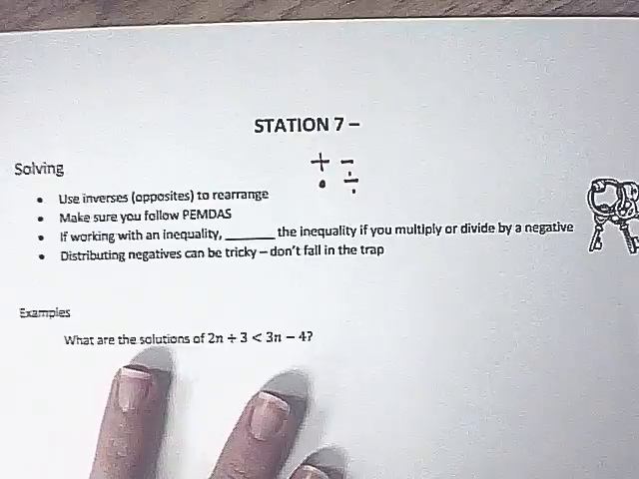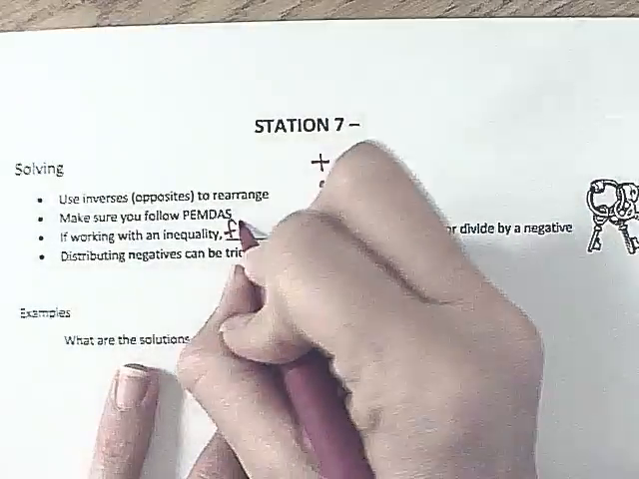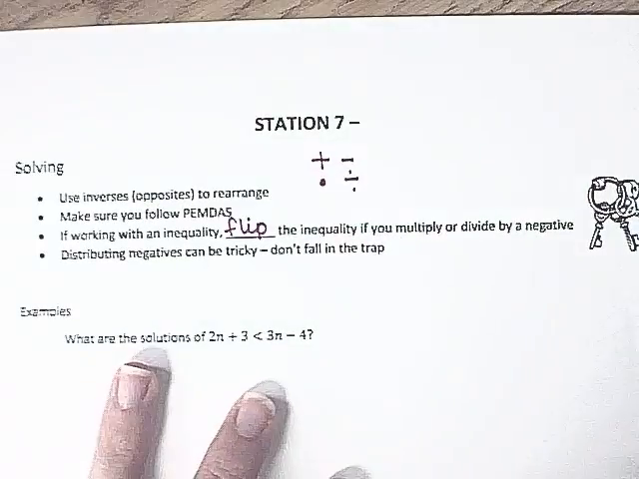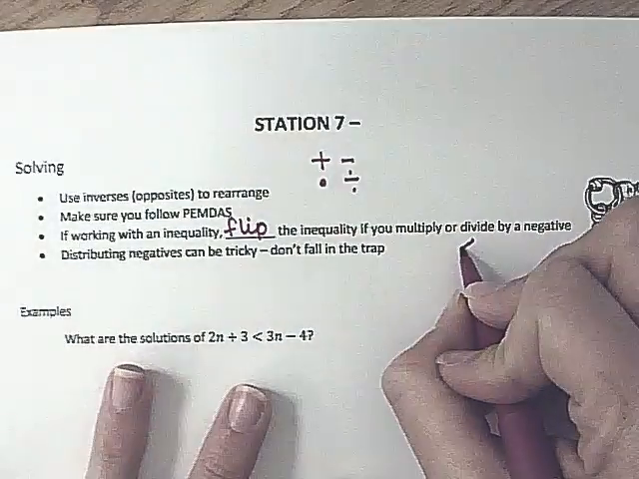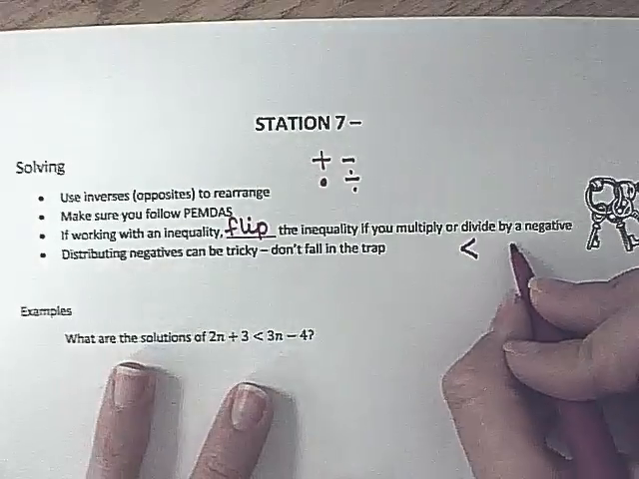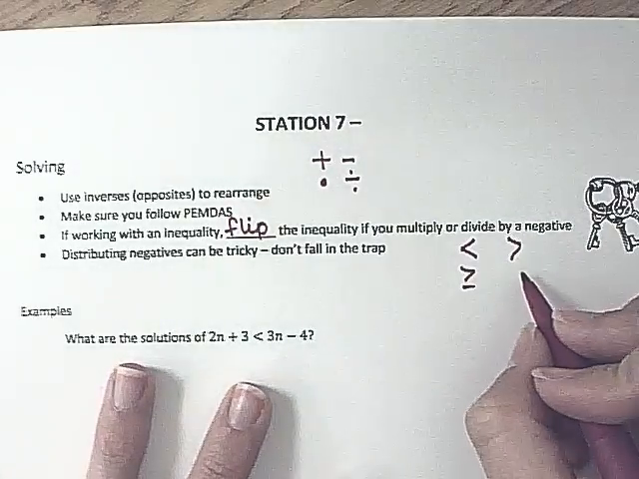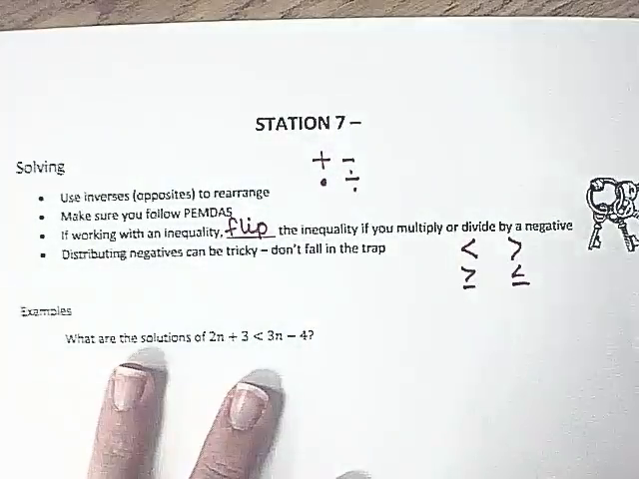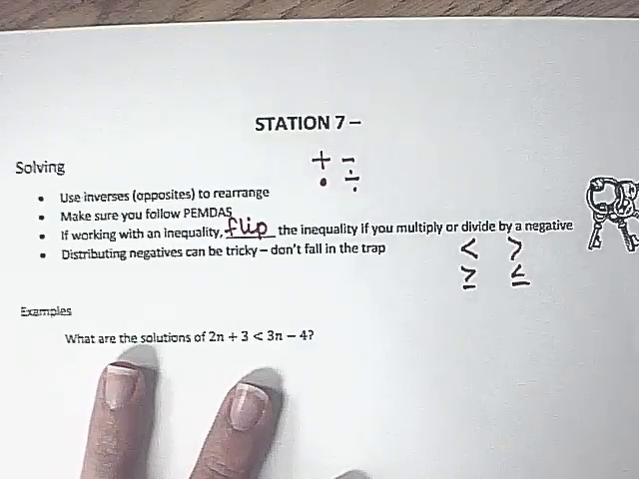If you're working with an inequality, the most important thing to remember is that you must flip the inequality symbol if you multiply or divide by a negative. What I mean by that is if it's less than and you multiply both sides by a negative, you're going to make it greater than. If it's greater than or equal to and you multiply by a negative, you're going to make it less than or equal to. So you're going to flip the inequality if you multiply or divide by a negative.